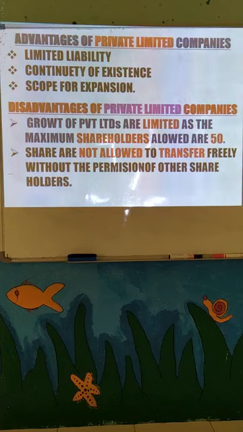See the disadvantages. Start with here. The growth of private limited companies is limited as the maximum shareholders allowed are 50. Even though their shares can be sold among the shareholders and they can collect more capital by shares, the number of shareholders is limited to 50. The maximum number of shareholders a private limited company can have is 50. So this is one of the disadvantages.